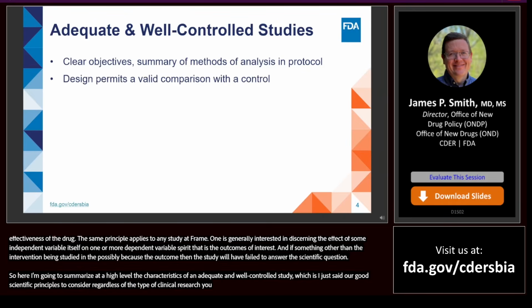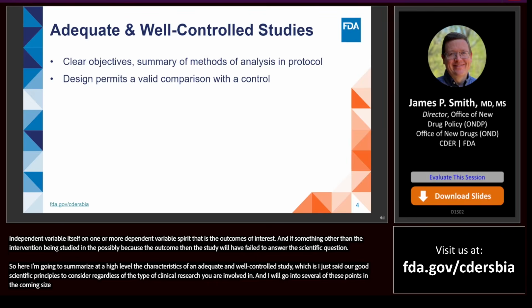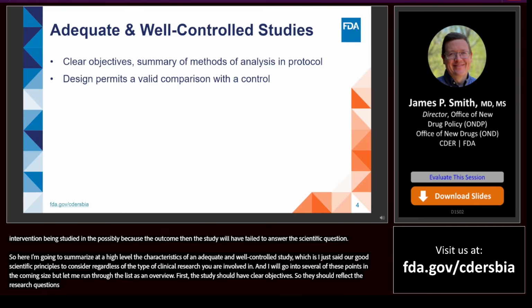The study should use a design that permits a valid comparison with a control group, and that provides a quantitative assessment of the effect of the intervention. So I'll talk about examples of control groups shortly, as well as some common designs that are used to compare two or more groups in various ways.